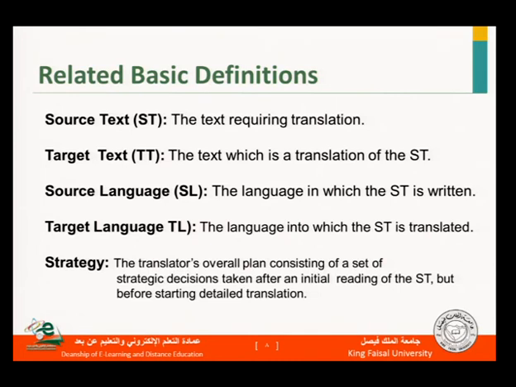Source text: the text requiring translation. Target text, TT: the text which is a translation of the source text. وترجم للنص المصدر. Source language: the language in which the source text is written. Target language: the language into which the source text is translated. Strategy. What's a strategy? The translator's overall plan consisting of a set of strategic decisions taken after an initial reading of the source text, but before starting detailed translation.